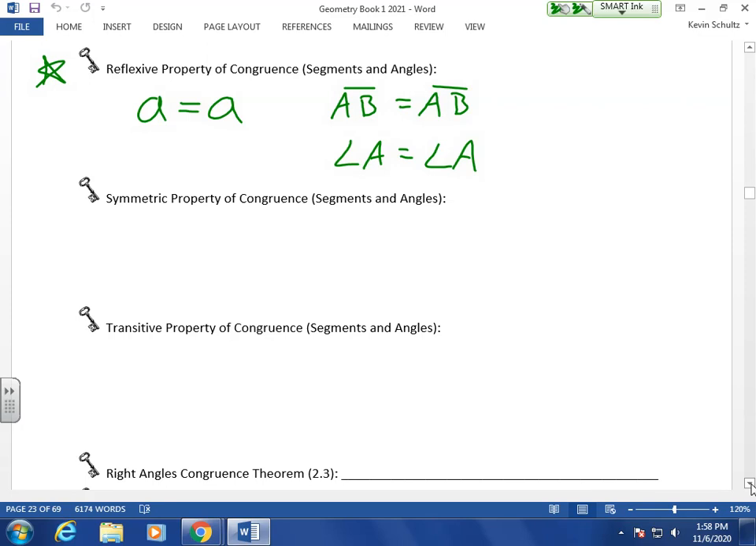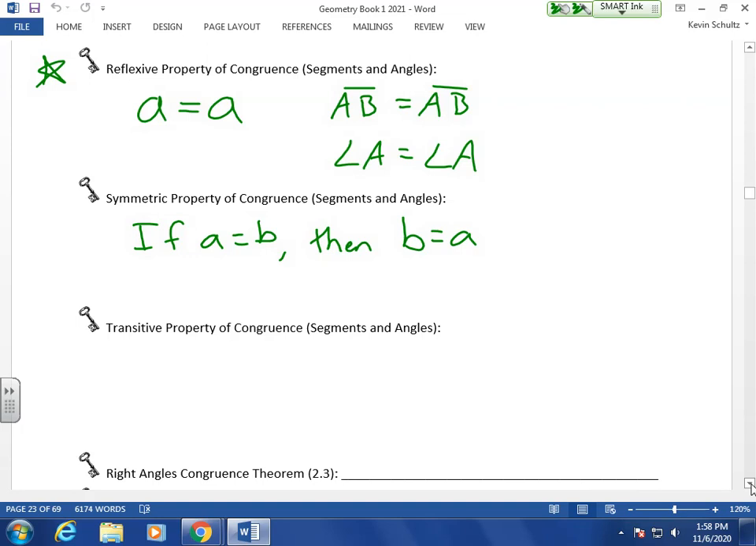Generations of very smart math people have come before you to bring us this. Okay? The symmetric property, if you have something like A equals B, and actually we're going to write this as a conditional statement. So if A equals B, the symmetric property tells us that B will equal A. If A equals B, then B equals A.